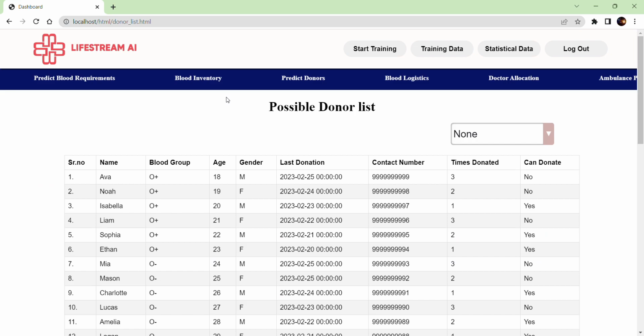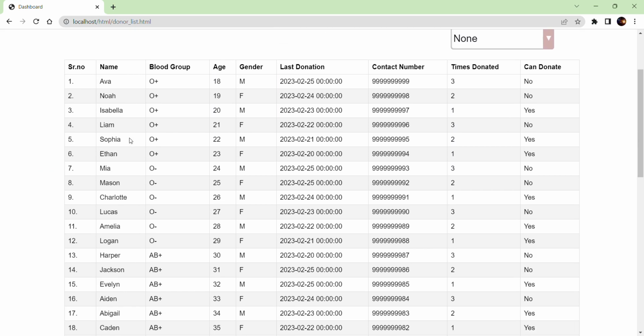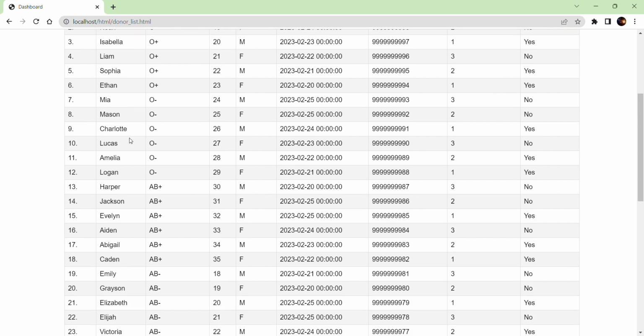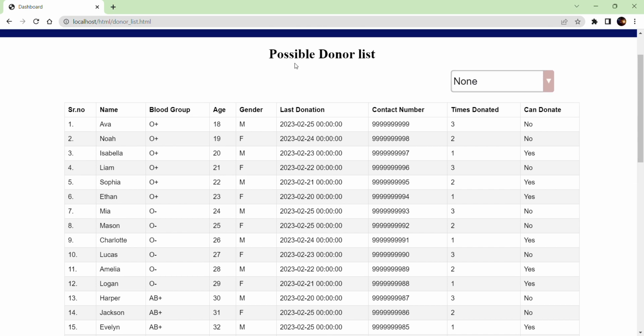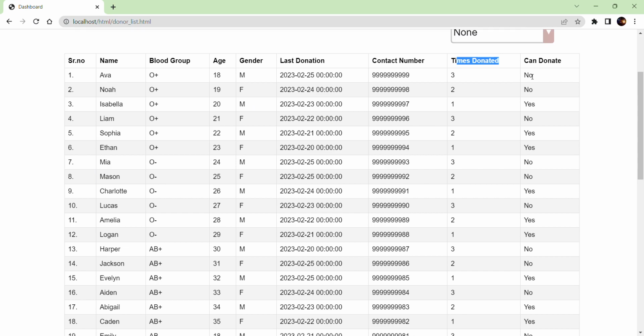What it does is it records the previous data of all the blood donors that we have. It shows their name, their blood group, age, and everything, and it predicts that a person will donate blood or not, depending upon these characters like age, gender, last donation date, and number of times donated. So depending upon these factors, the AI predicts whether a person will donate or not. This data that we see here is generated by AI.